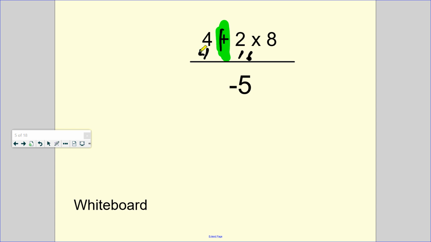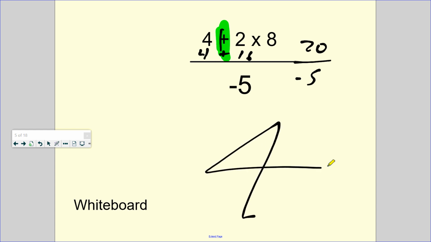And what do they want you to do with the first and second term? Add it up. That's 20. So what's 20 divided by negative 5? 20 divided by 5 is 4. This is negative, opposite, so it's negative 4.